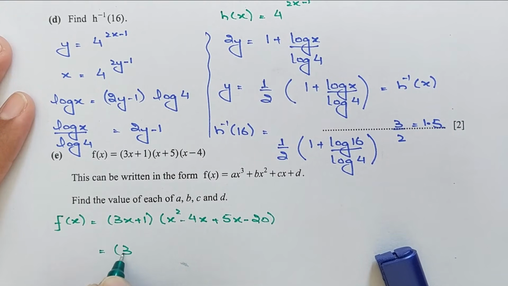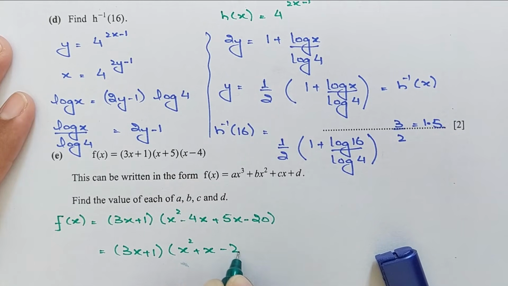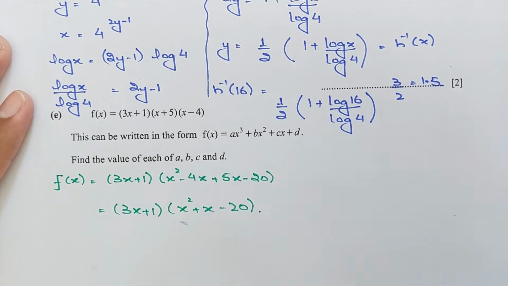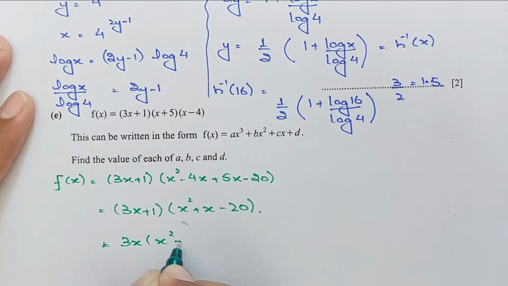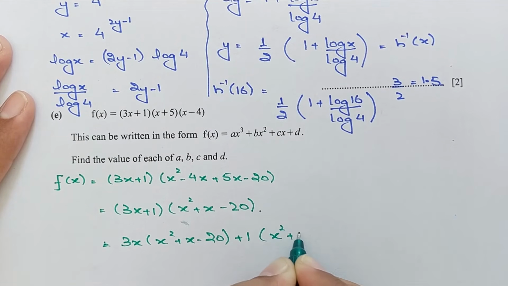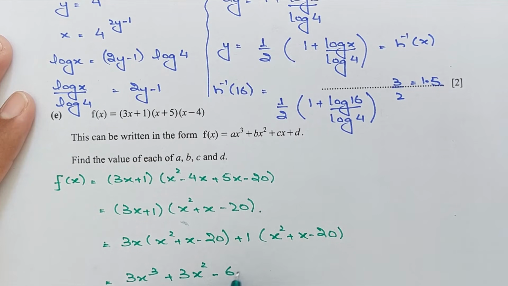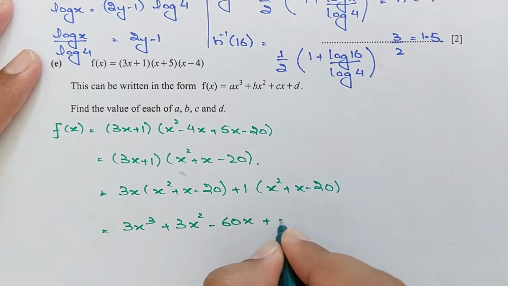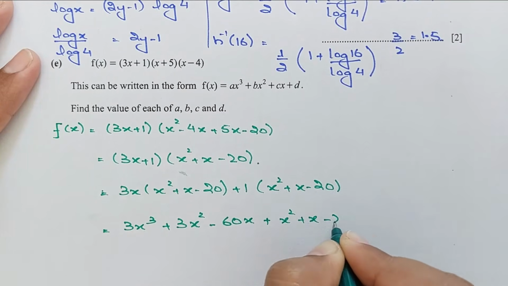Now simplify the second bracket. The first one stays the same. This is x square plus x minus 20. Now let me distribute the second one as well. So 3x is going to multiply with x square plus x minus 20, and plus 1 with x square plus x minus 20. Got it? So now 3x cube plus 3x square and 3 times 20 would be 60, so minus 60x, and 1 is multiplying with all the terms, so this stays the same. x square plus x minus 20.